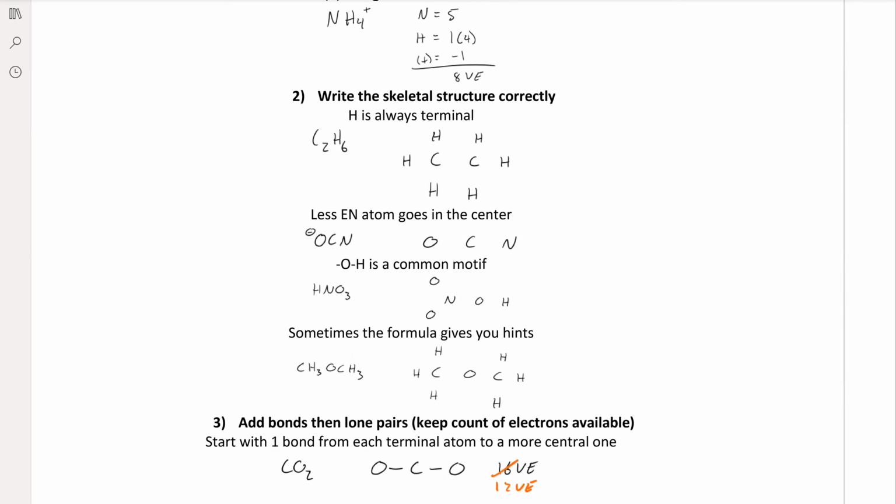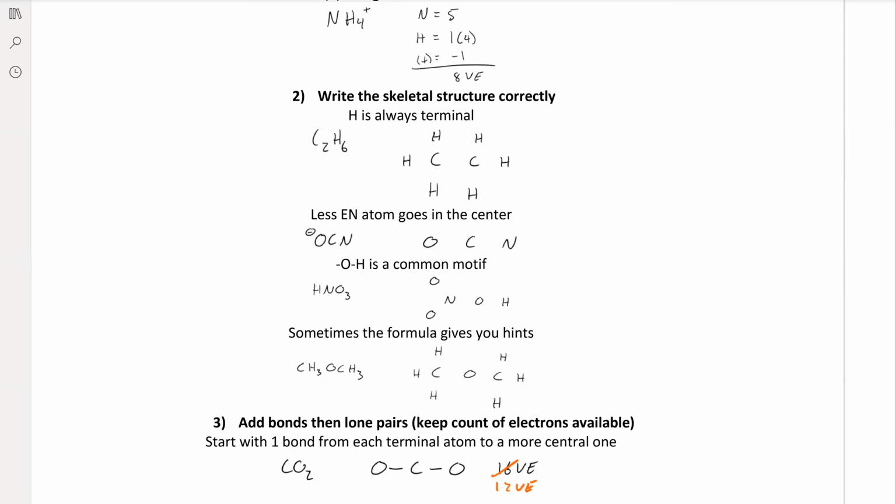The next step is probably the most difficult one, and that's to draw the Lewis structure correctly. Remember that H is always terminal because it can only form one bond. So in this case, C2H6, we draw the 2 carbons in the middle and then the H's surrounding them. Remember that the less electronegative atom goes in the center. So for this negative OCN, it's the carbon, because it's the less electronegative, that goes in the center.